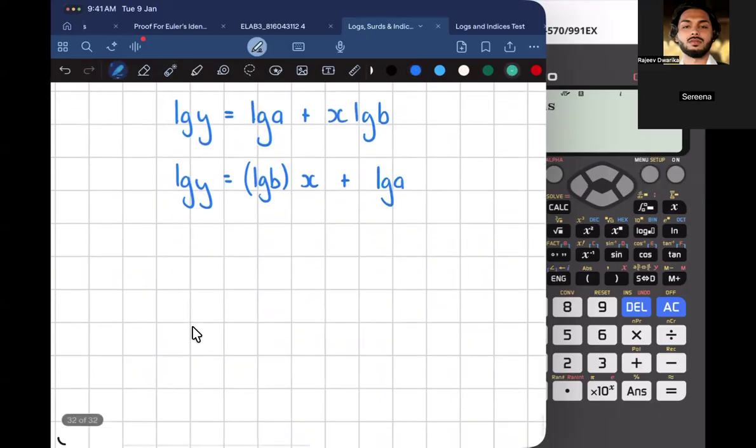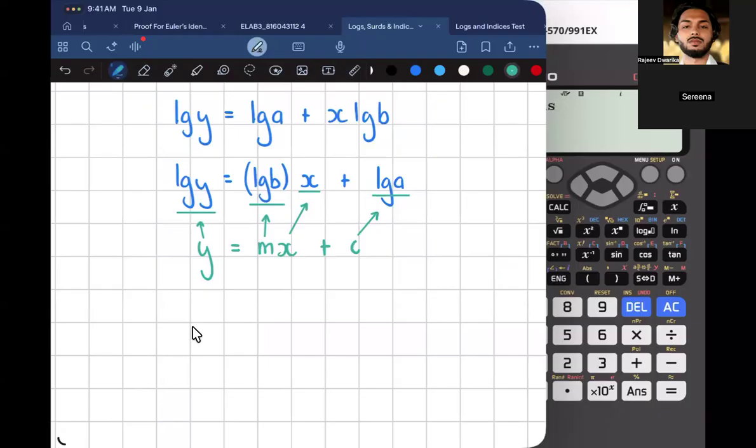Okay. So tell me, Serena, does this look directly in the form y equals mx plus c now? Yes. You can see it for sure. Right? So log y is taking the place of y. m is now log B, x is just x, and the constant term is given by log A.